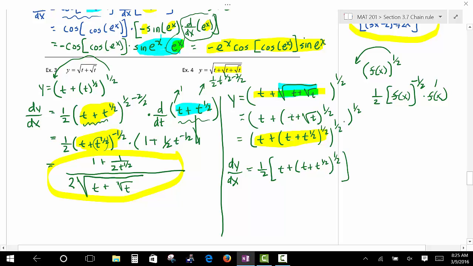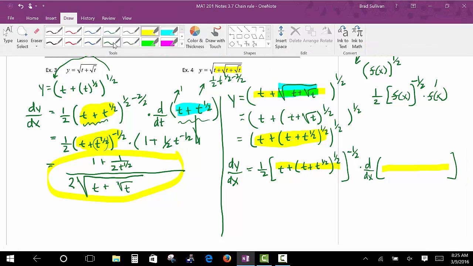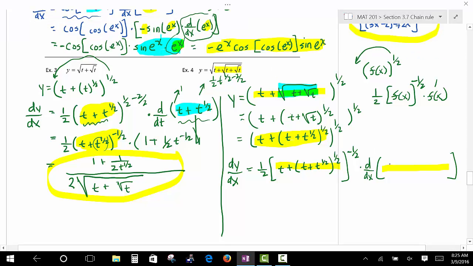And then if you subtract this exponent, 1/2 minus 2 over 2 is negative 1/2. Then you're going to need to multiply by the derivative of what's inside. Okay? So I'm going to highlight that, and then you just write the same thing there. It's all kind of the way you visualize this stuff. So I'm going to put in here t plus t to the 1/2 to the 1/2. Guys, does that look okay so far?